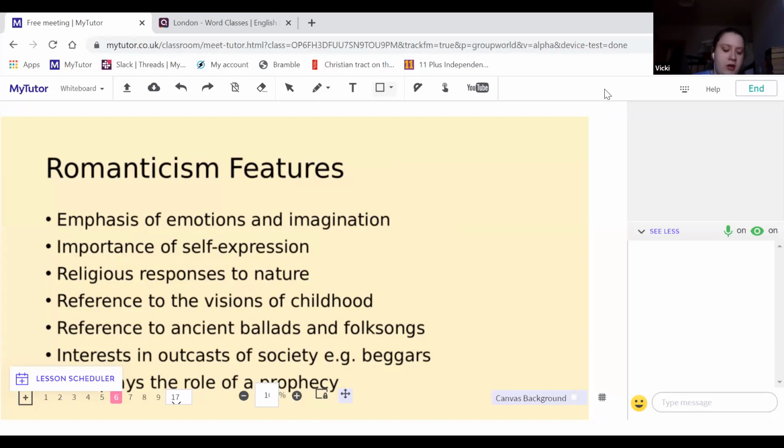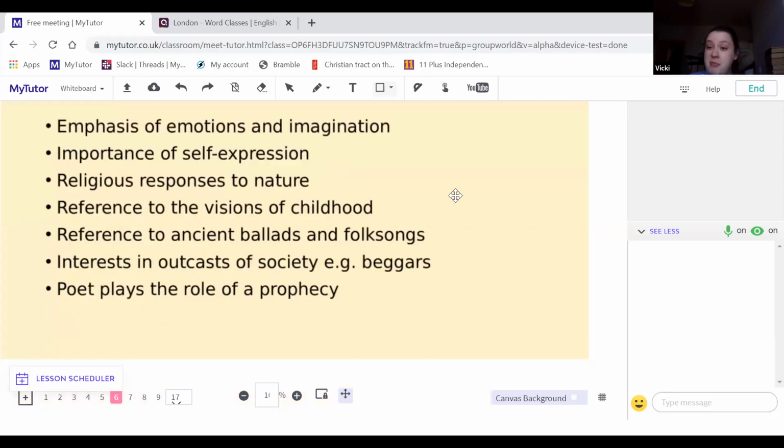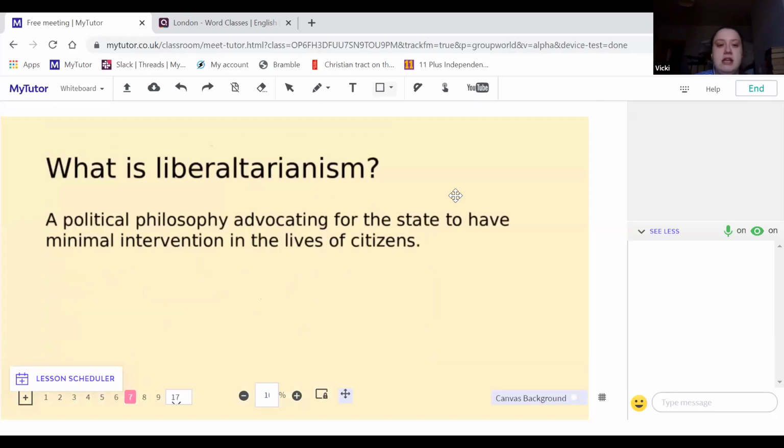I can't remember what it is. I think The Echoing Green, I think it is. That is a reference to a folk song. And looking at the outcasts of society, so looking at beggars, people in poverty, which definitely comes into London. And poets can almost be like a prophet. They can almost give what they think might be in the future, essentially.